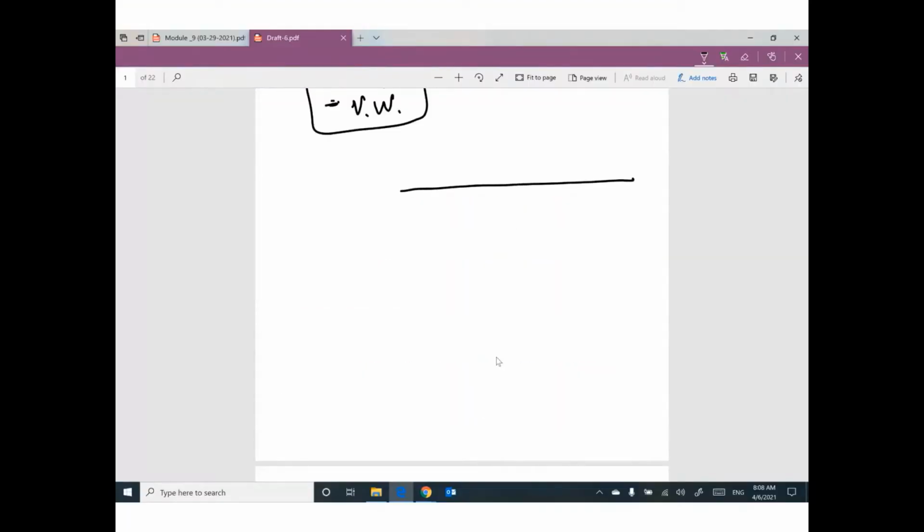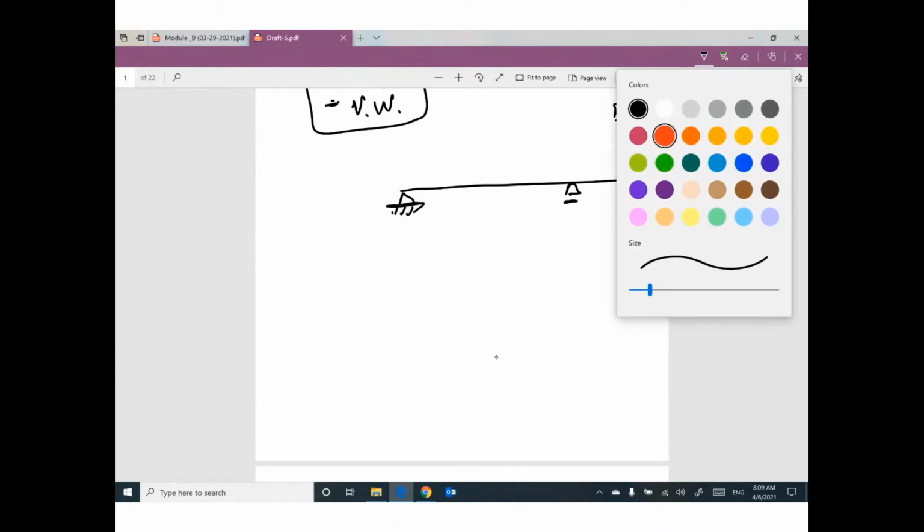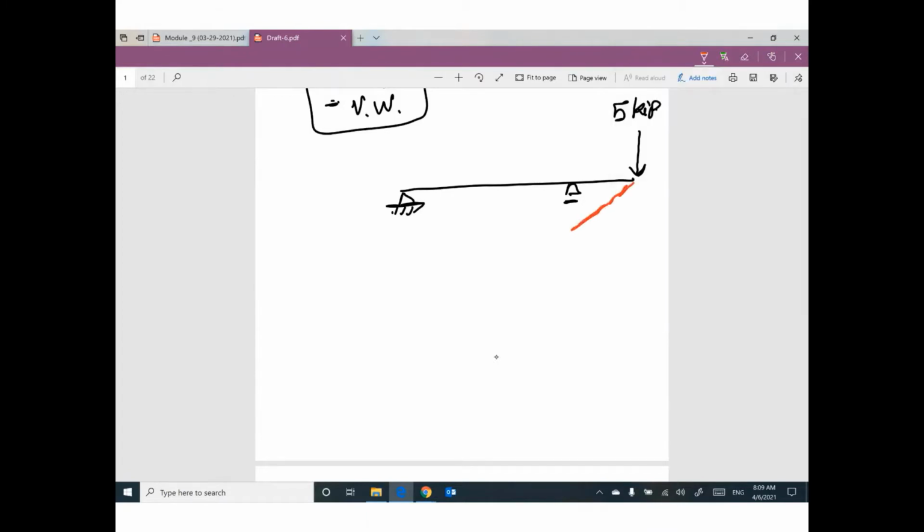If you have a beam that looks like this, and you have a concentrated load here, 5 kip or 5 kilonewton or whatever, the bending moment diagram will look like this, M naught. That makes sense?